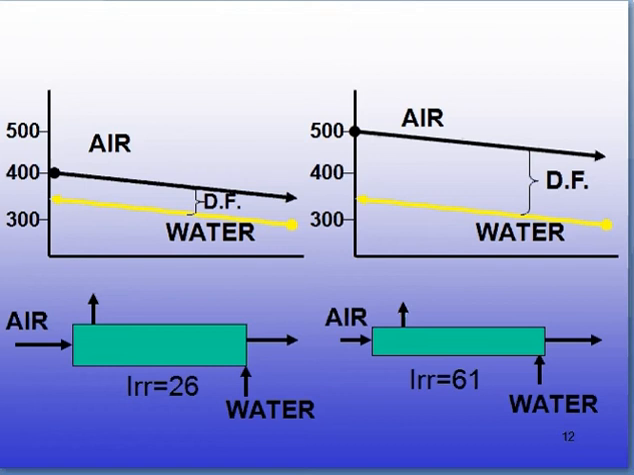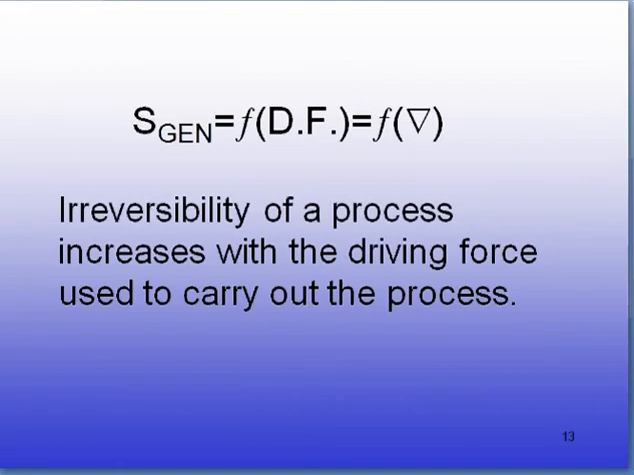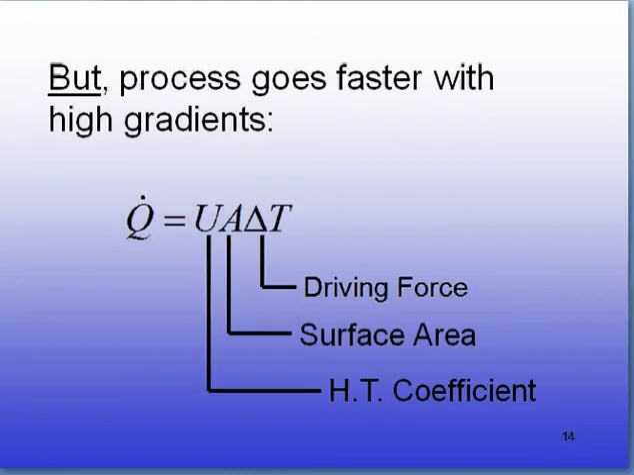Now in this heat exchanger we have a lower driving force, so it's a larger heat exchanger. We need a larger heat exchanger when we go with a small gradient, because we want to make the heat transfer. The higher the gradient, the faster the heat will transfer. So we can transfer it in a smaller exchanger when we use a higher gradient here on the right. So the point is, S generated is a function of the driving force, or a function of the gradients. Irreversibility of the process increases with the driving force used to carry out the process. So the speed of the process goes up, but the efficiency of the process goes down. So a process goes faster with high gradients.